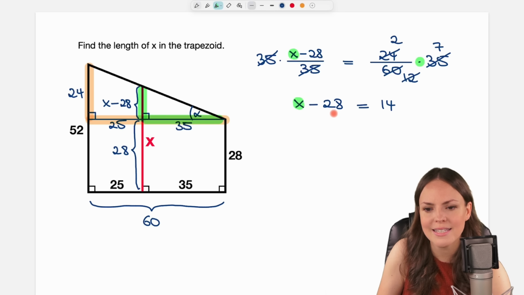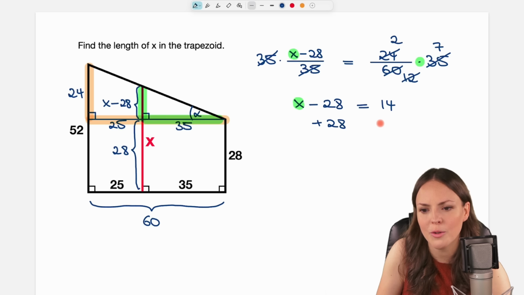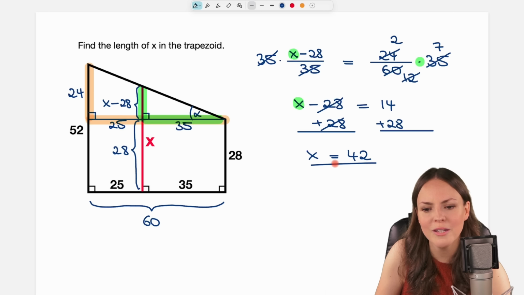To solve for x, let's get rid of this here, so let's add 28 on both sides of the equation so that we have x here. This cancels out, and on the other side we have 14 plus 28, which equals 42, and we found the length of our x.